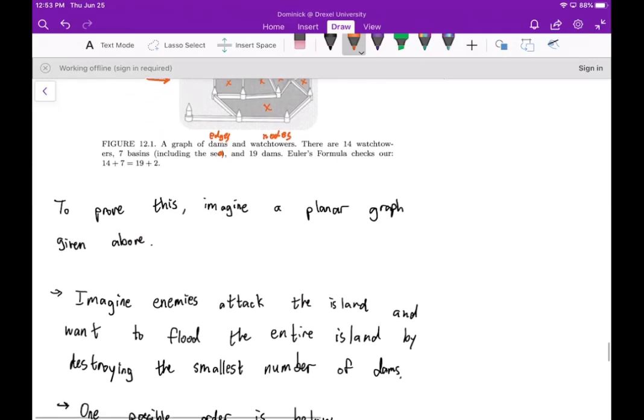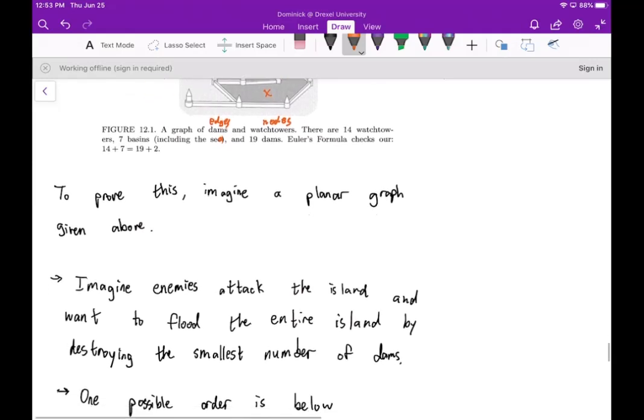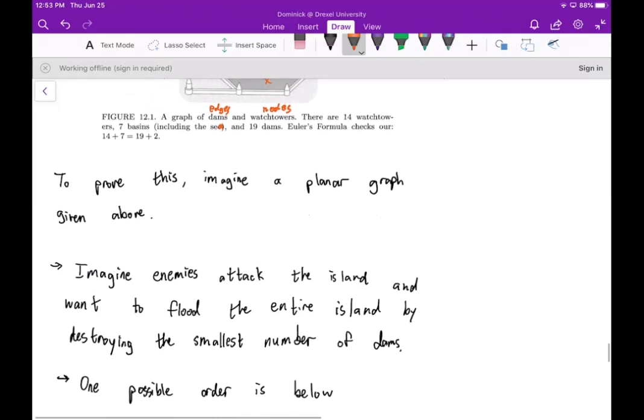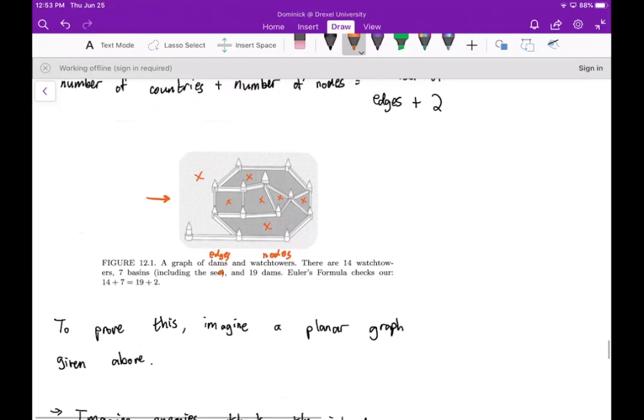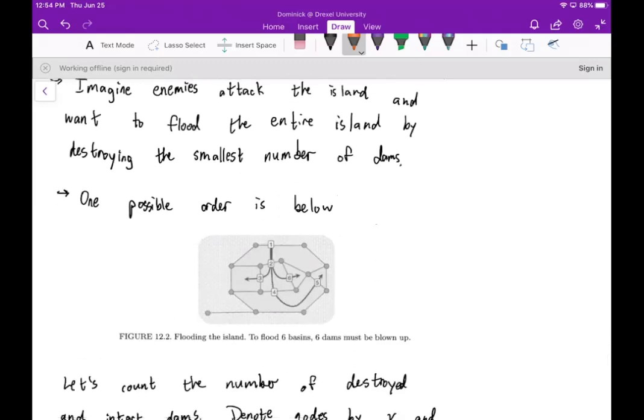Now, let's imagine that we have this graph, okay? Now we're going to imagine that enemies attack the island and they want to flood the entire island by destroying the smallest number of dams, right? So one possible thing that they could do is to do this.